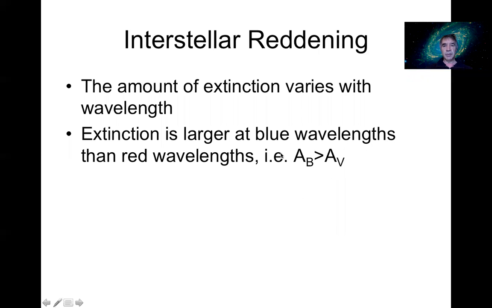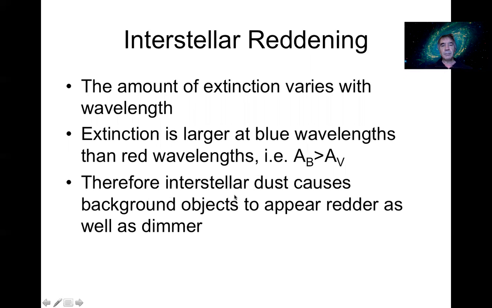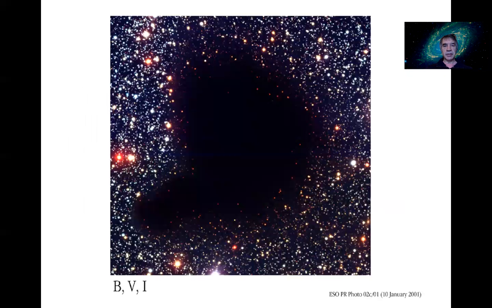So if we want to express that using this total extinction measure, we can label it with the different filters. The extinction in the blue filter, for instance, would be larger than the extinction in the V filter. So, as I just said, this means that interstellar dust along the line of sight between us and our target object causes them to appear redder than they really would be, as well as getting dimmer, so less bright. This is referred to as interstellar reddening.